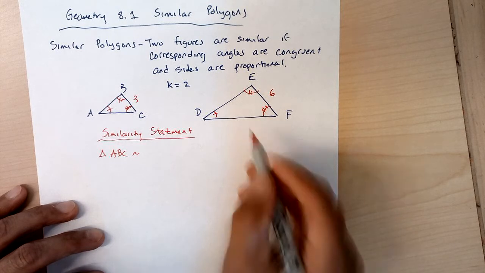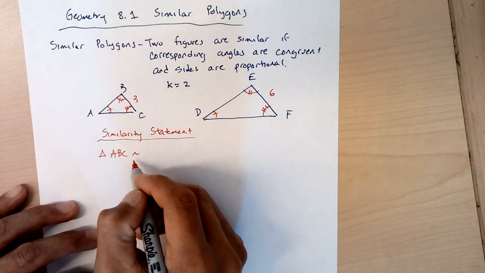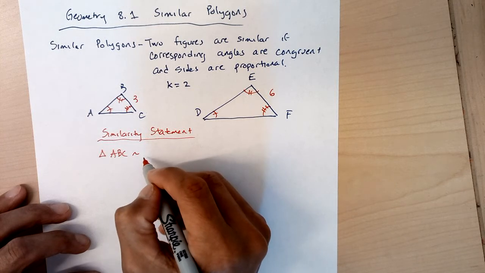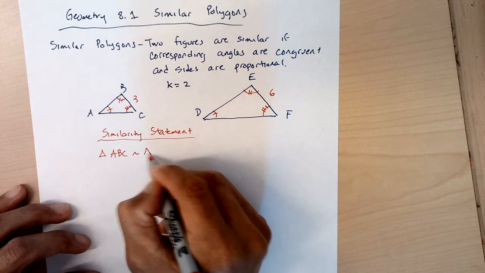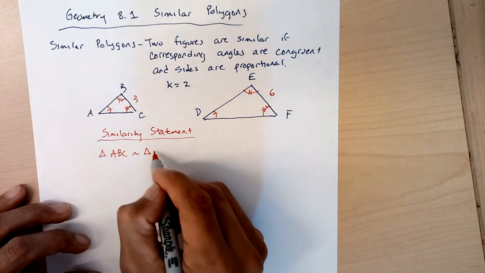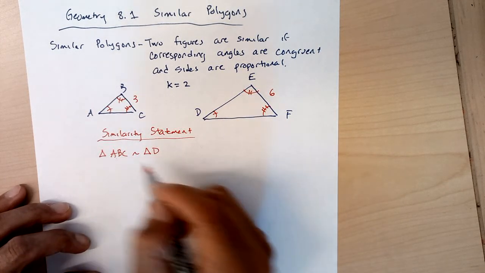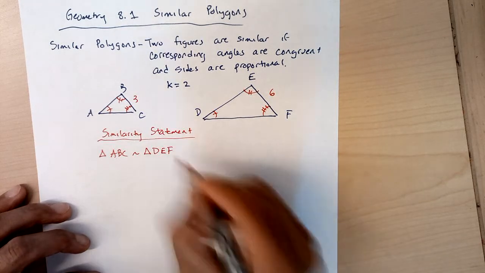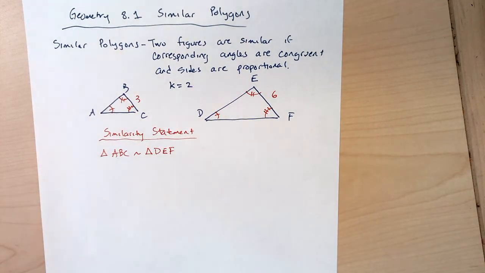be written one way. The symbol right here, the little squiggly mark, is a symbol for similarity. It's like congruence, except without the equal sign underneath it. But ABC, that triangle is similar to DEF: A corresponds with D, B corresponds with E, and then C corresponds with F. So that's a correct similarity statement that I could write. It's not the only correct one, but it is a correct similarity statement.